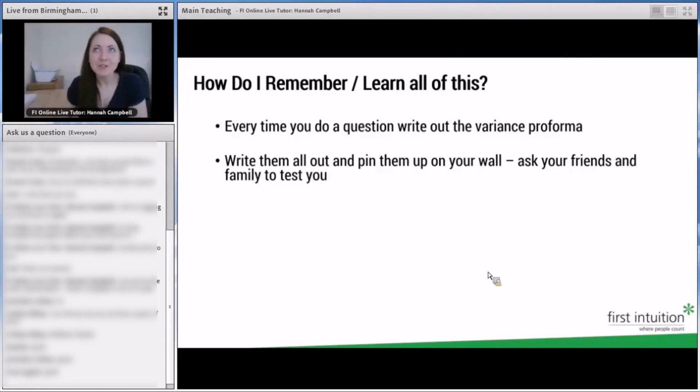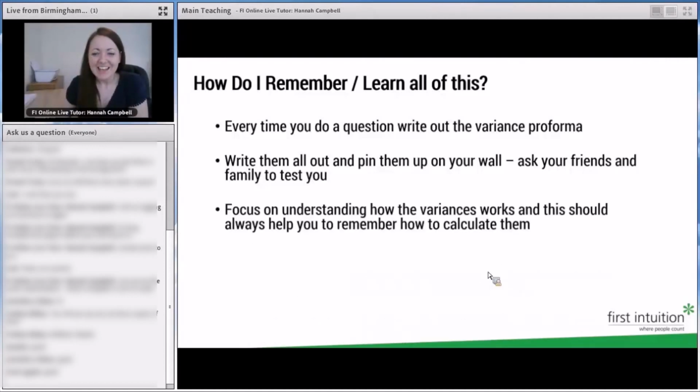I used to have post-it notes all over my walls and doors when I was a student. Every time somebody came into my room, I'd be like, test me on one of those post-it notes. Get your friends and family involved. Share the pain with them as well. Focus on understanding. So really understand what a variance is, how we're trying to calculate it, how we calculate those variances, and it should always help you to remember how to calculate them.